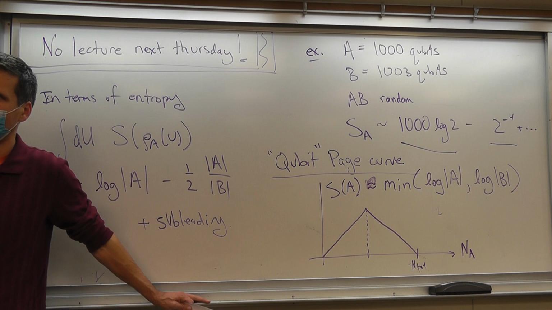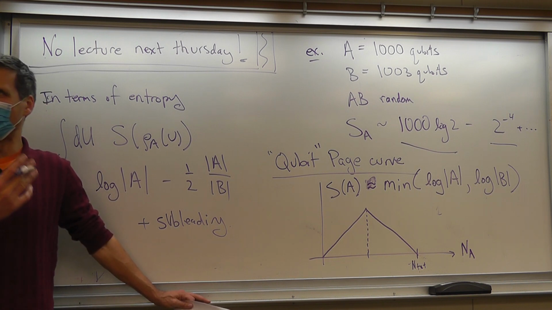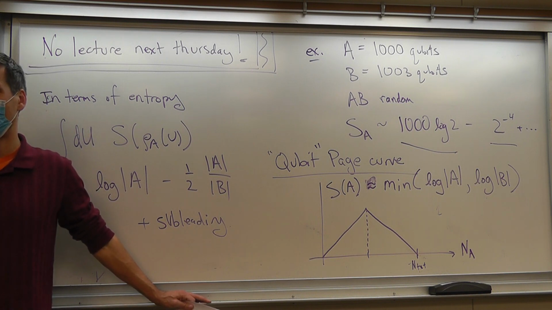And it looks like that. This isn't quite the curve as a function of time. This is the curve as a function of how many particles have been emitted into the radiation. But you can easily go from one to the other, because we just have to know what the rate is as a function of time.